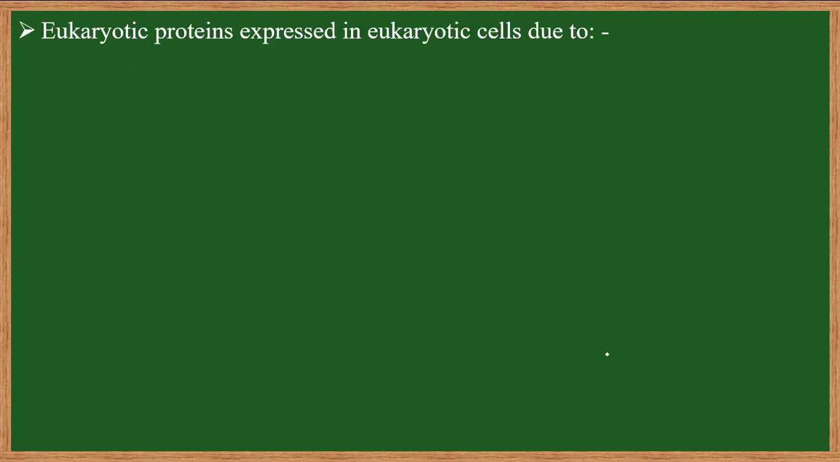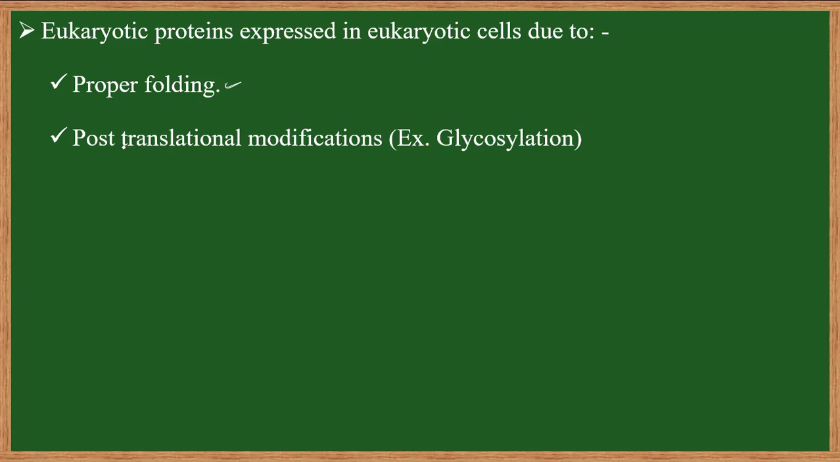Now we will see one more eukaryotic cell which is used extensively: the yeast cell. A eukaryotic protein is expressed in a eukaryotic cell. If the protein is eukaryotic, we use a eukaryotic host cell. If prokaryotic, then a prokaryotic host cell. What are the reasons? First, proper folding: if the protein requires proper folding, we have to use a eukaryotic host cell. Second is post-translational modification. This type of process only occurs in eukaryotic cells, so we have to use a eukaryotic cell.